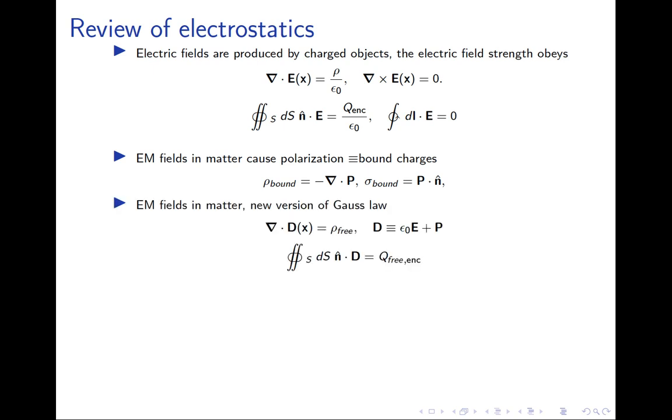Okay, so then for matter, for electric fields, I don't know why I've written EM fields. It should be electric field. Please note that this shouldn't be EM field, but this should be electric fields. For electric fields in matter, a new version of Gauss law will come into being, because this rho will contain rho free and rho bound.